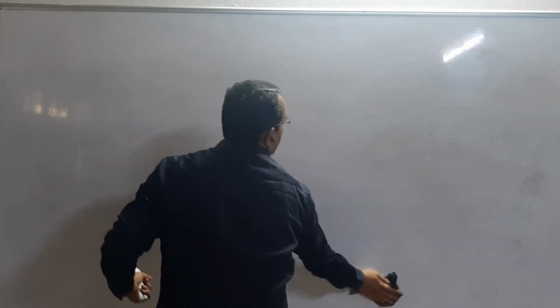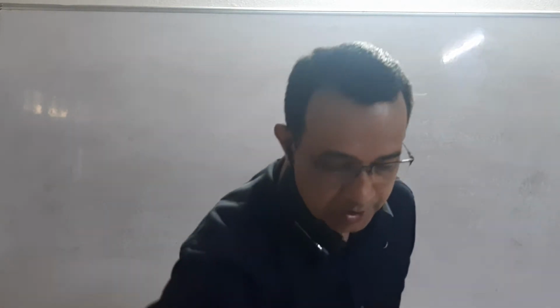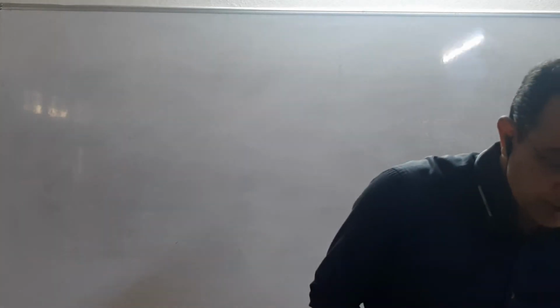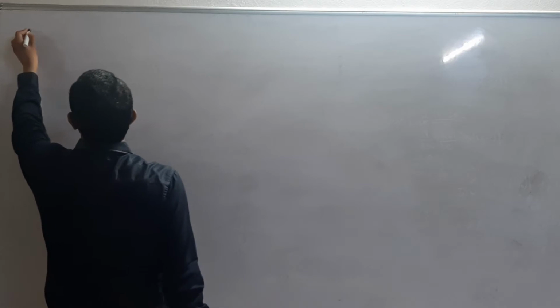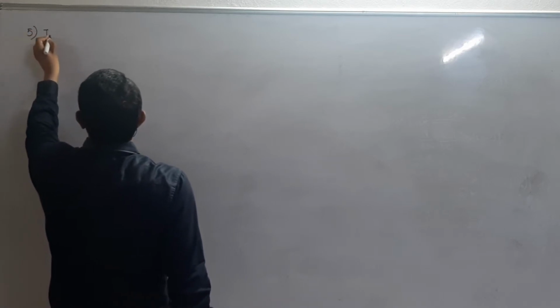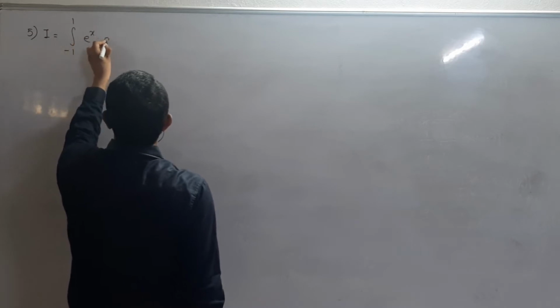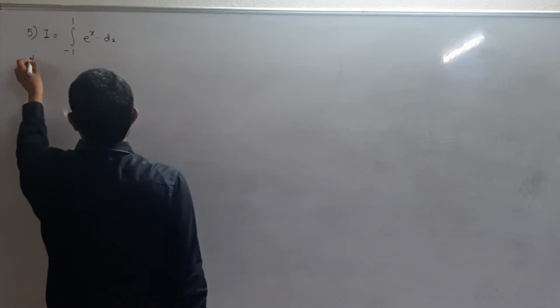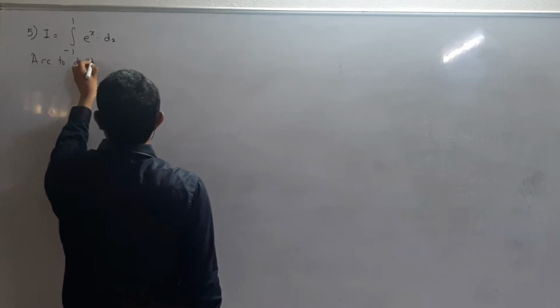Now, students, I am starting the fifth sum, and again I am telling the method slightly changes. Integration minus 1 to 1, fifth sum. Integration minus 1 to 1 e raised to x dx, according to definition.